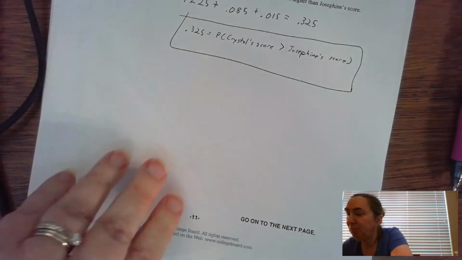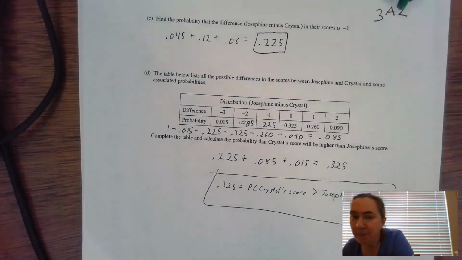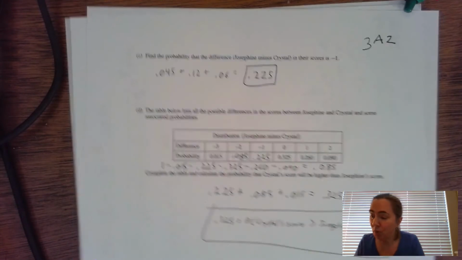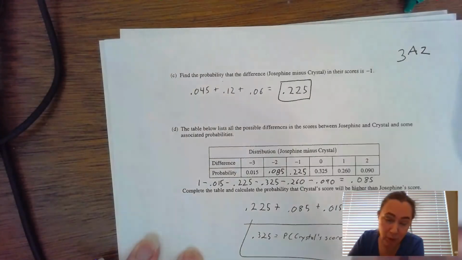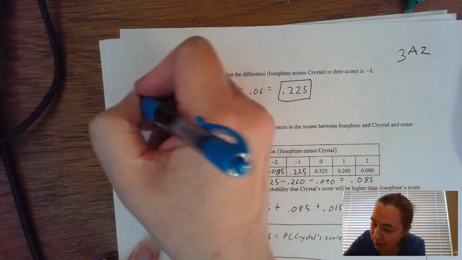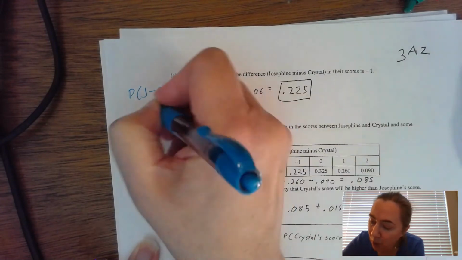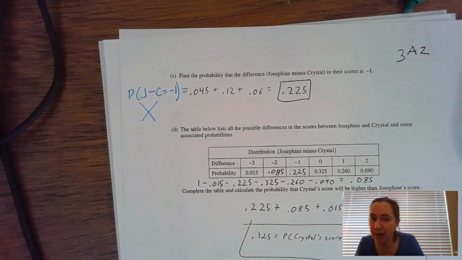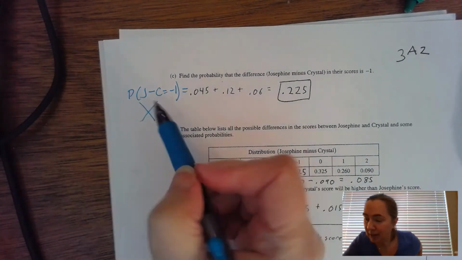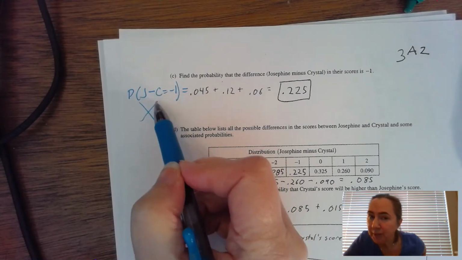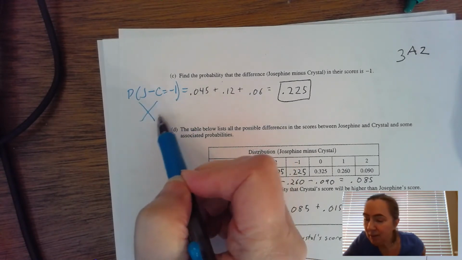All right, so now moving on to part C. Part C says find the probability that the difference of their scores is -1. Well, we just found out the 3 different ways that happens. So there's one more thing I'm going to add right here: the probability of Josephine minus Crystal is equal to -1 equals. I'm not going to give credit, this probability is sort of naked, and so I'm not going to give credit for having some kind of P of scenario going on. If you did this in words, you can give yourself a point. In this case, there's nothing, so they don't get a point.